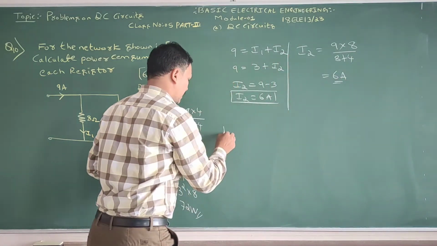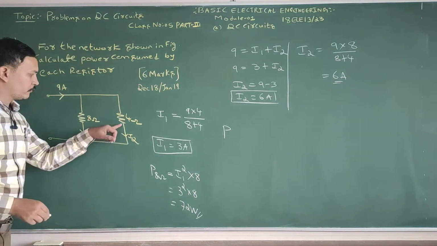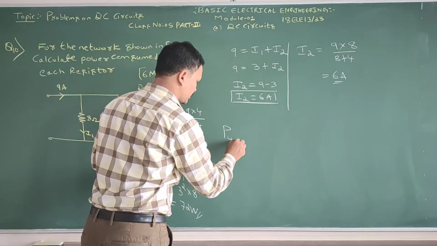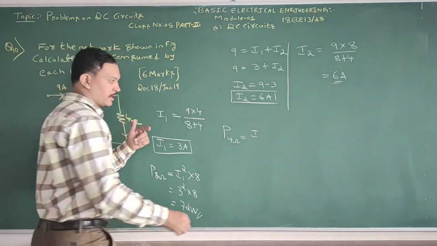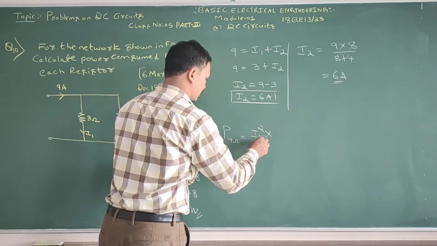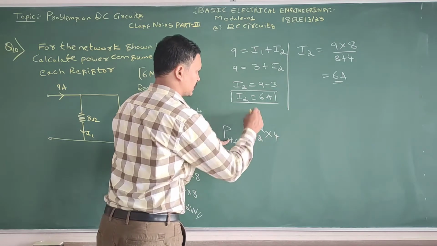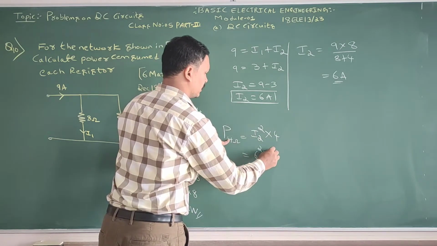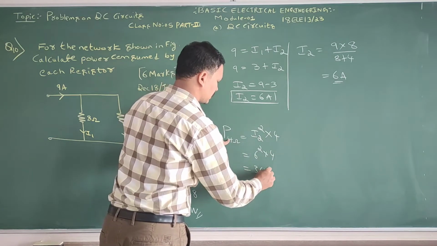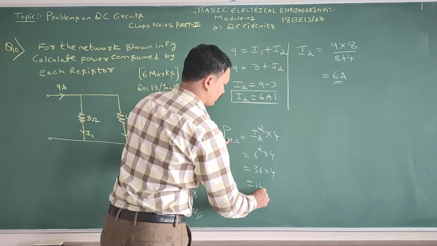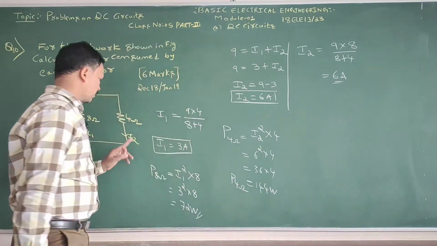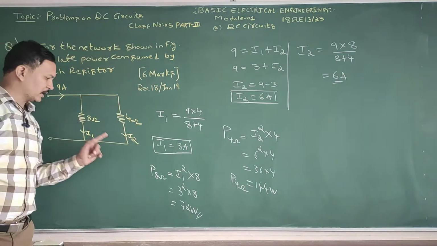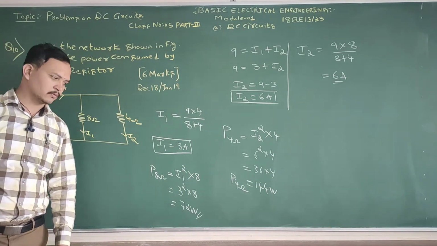Now power dissipated in the 4 ohm resistance. What is the current in that 4 ohm resistance? I2. Power is I square R, so I2 square into 4 ohm resistance. What is the I2 value? 6 square into 4. So 36 into 4, you will get 144 watts. So power dissipated in 4 ohm is 144 watts, and power dissipated in 8 ohm is 72 watts.